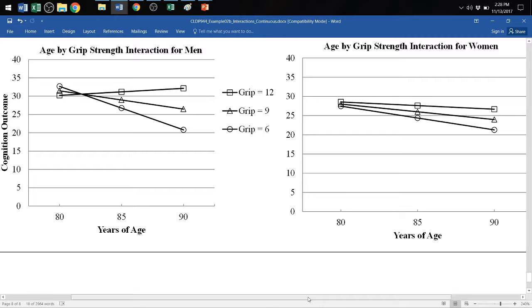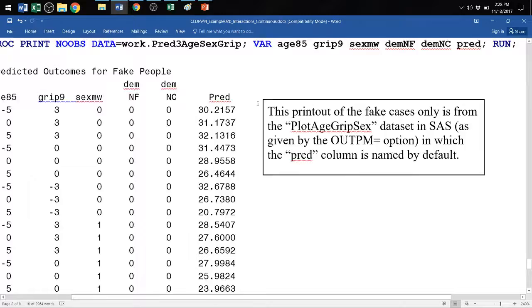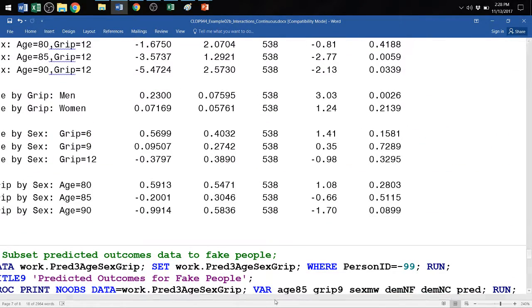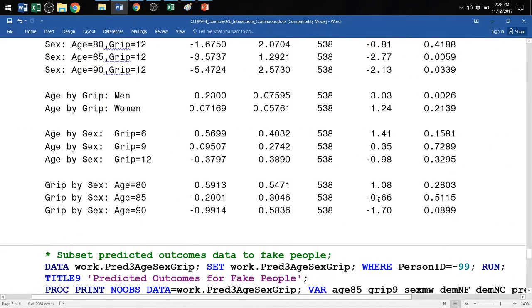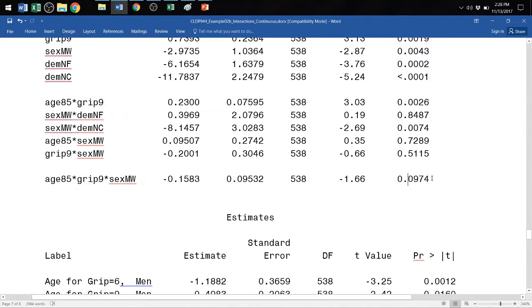I could have made these plots a whole bunch of different ways, but when you have a situation in which one of your variables is a grouping variable that lends itself nicely to separate pictures, it's easier to show lines as slopes for continuous variables for different types of people. But I could have done gender by grip for old and young people or something like that. So I could have done whatever I feel like here. But fortunately, I'm ignoring one thing here.